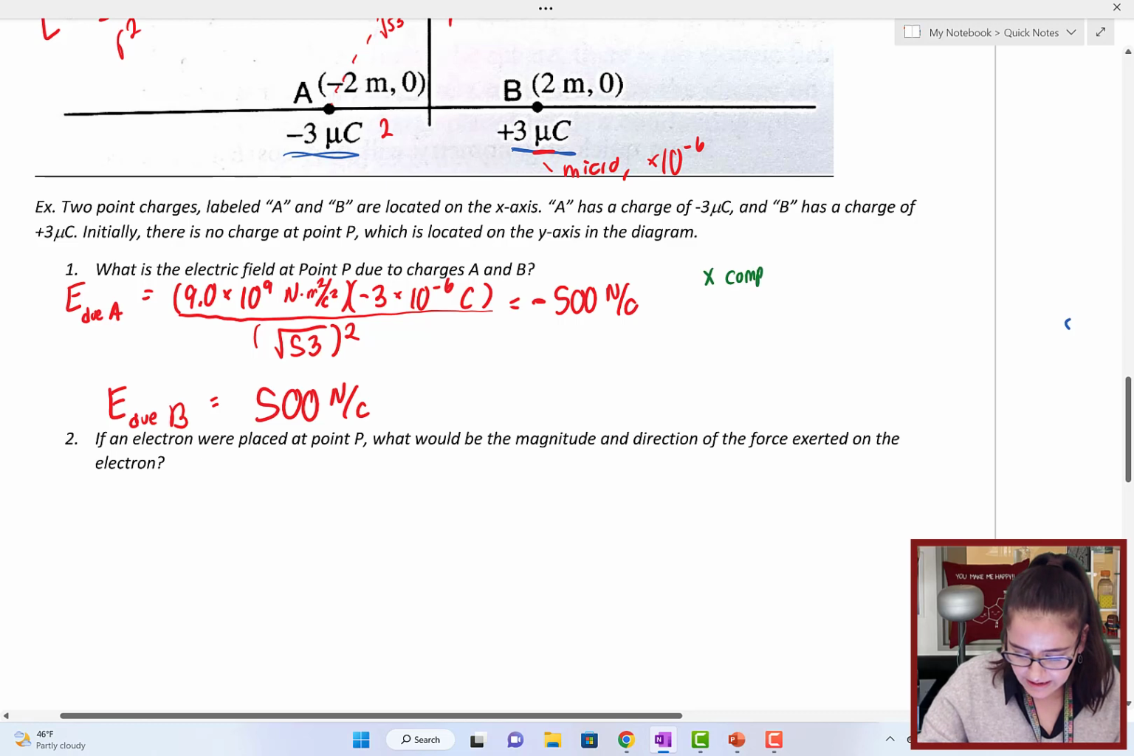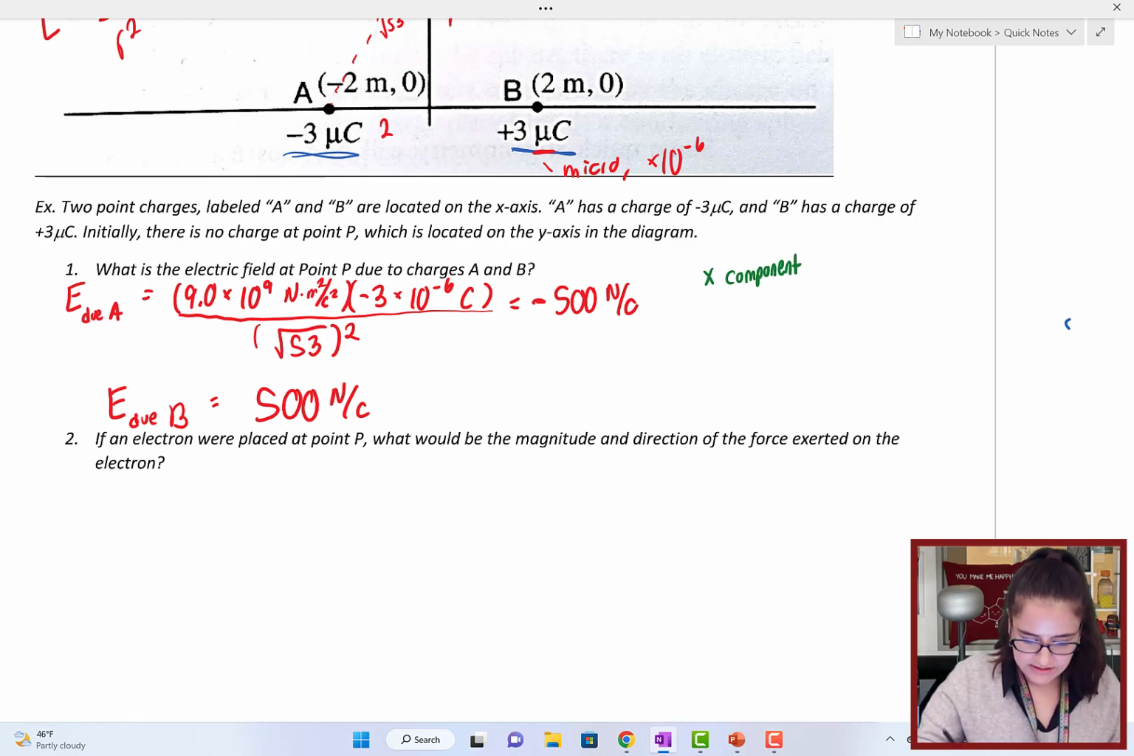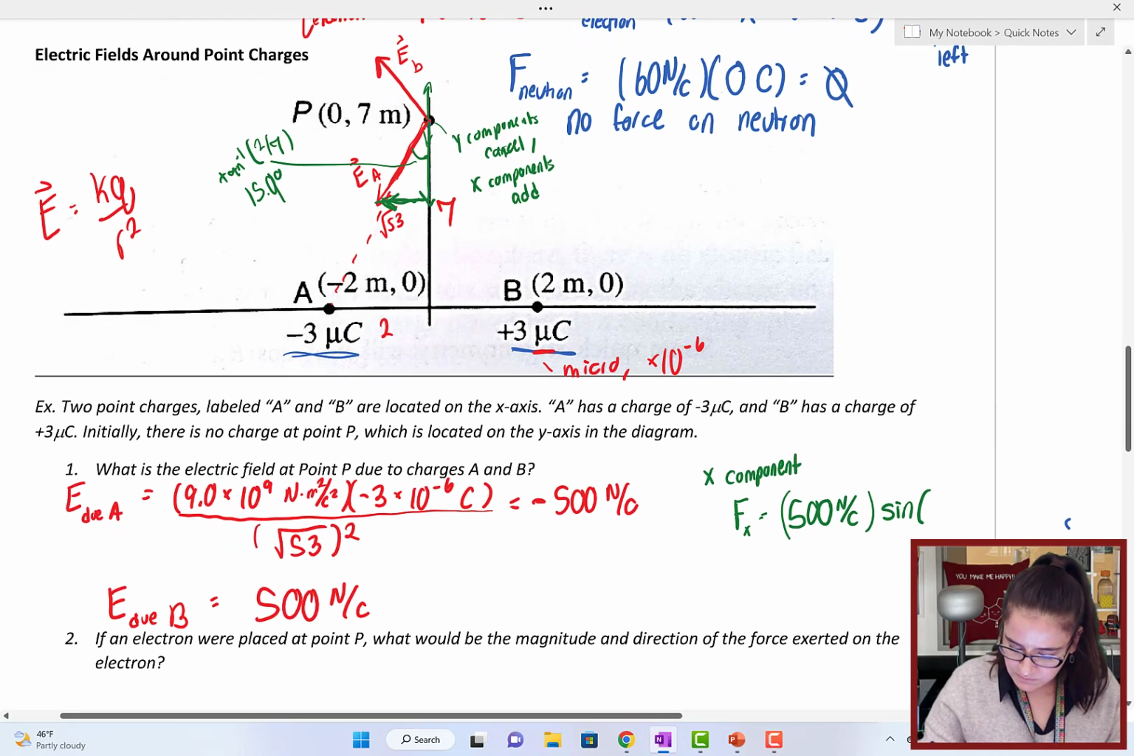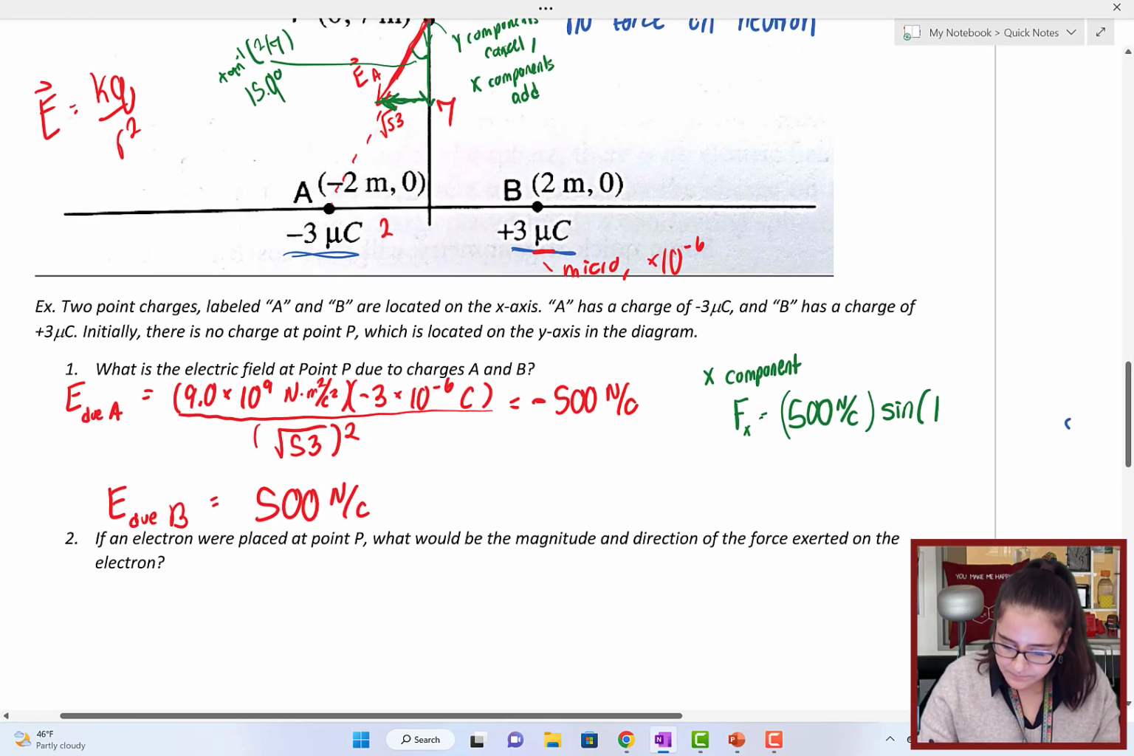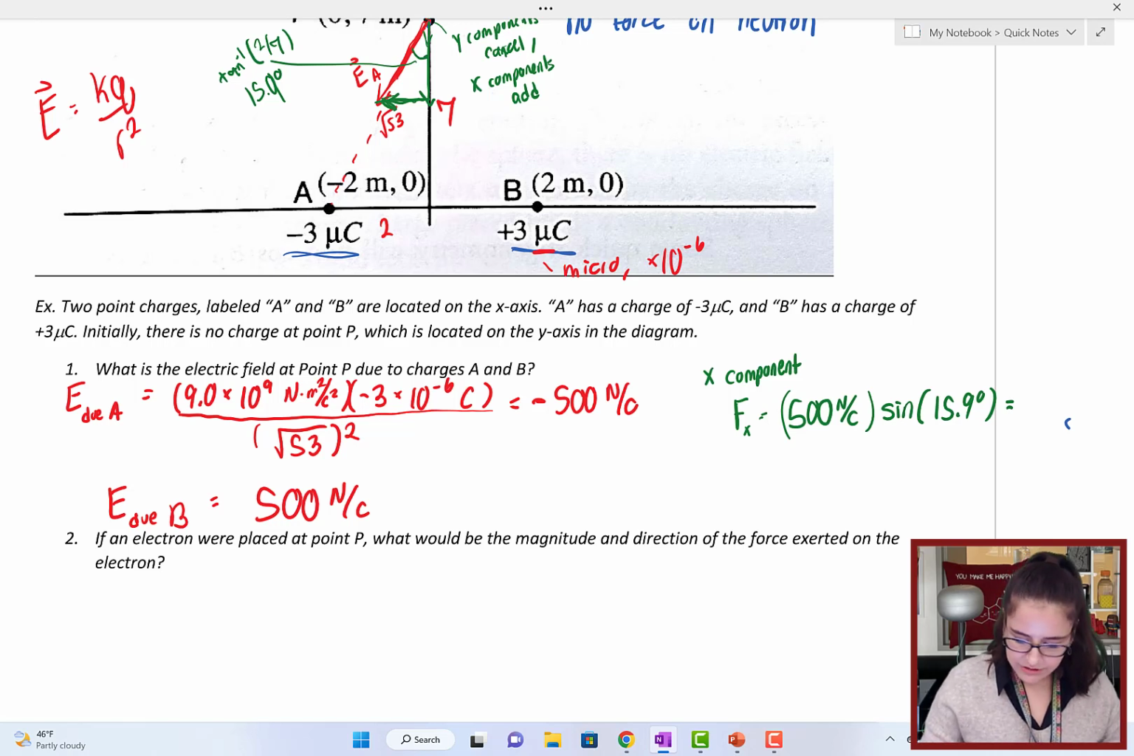okay, we would have the force in the x direction is equal to that force, the net force, or the hypotenuse, if you will, times the sine of, what was that angle? 15.9. Okay. And we plug that into our calculator, 500 times the sine of 15.9 to get a force of 137 newtons. Okay, so about 140.